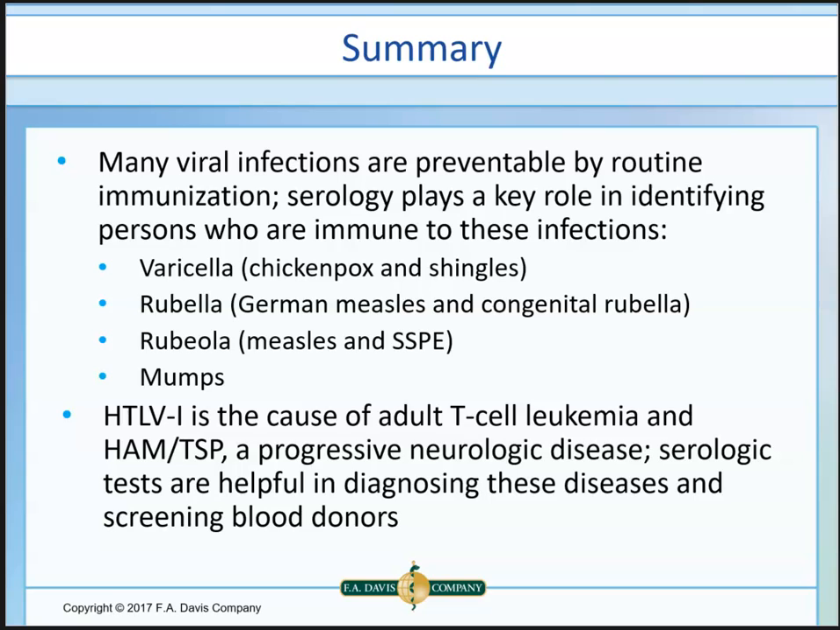So many viral infections now are preventable through routine immunization. And we can identify if the person is immune or not by just doing serological testing, IgG and IgM titers. Varicella, chickenpox and shingles, rubella, German measles, rubeola, measles, mumps, HTLV-1 and 2. HTLV-1 is adult T-cell leukemia. So when you're looking at all this, it's important to know viruses can invade, titers can tell us a lot of information that we need to know, and all the different hepatitis, so make sure you look at those charts.